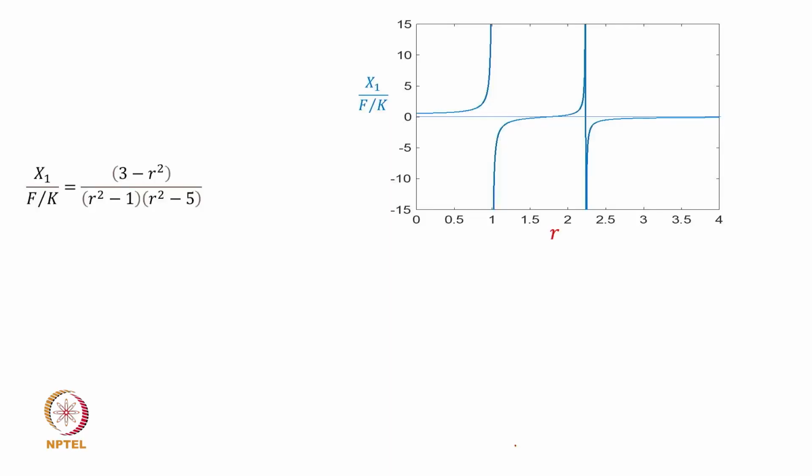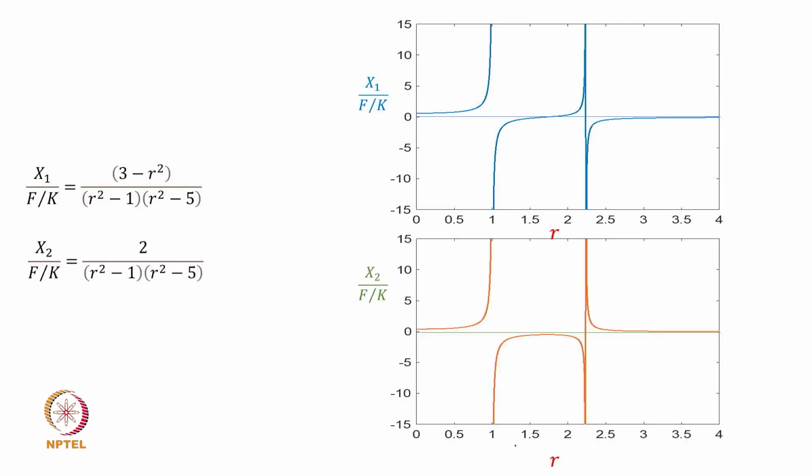Okay, so this is what the response of mass M1 and that of mass M2 is going to look like. And what we observed is that there are two resonances which are going to appear at these two speed ratios, which are expected because there are 2 degrees of freedom.